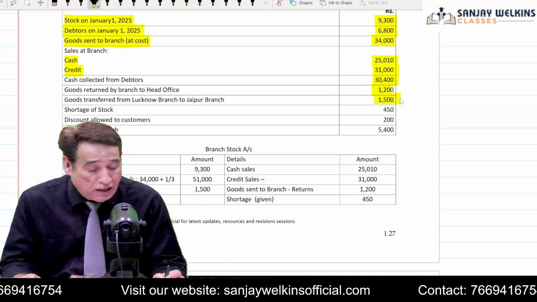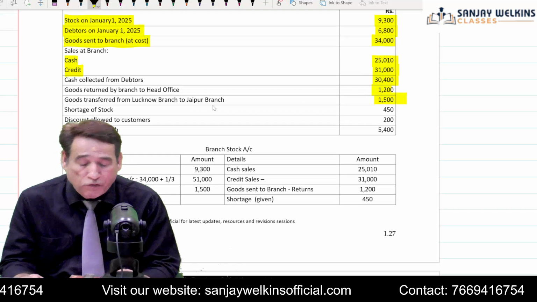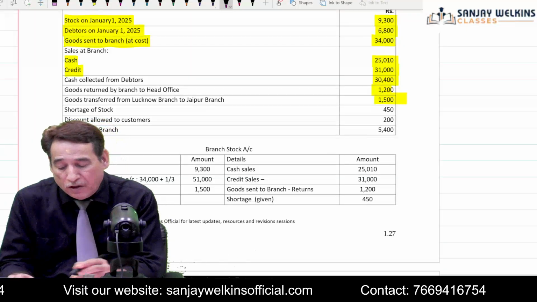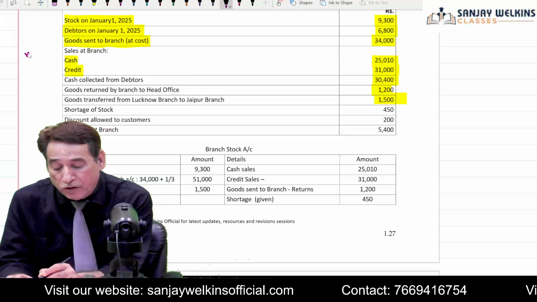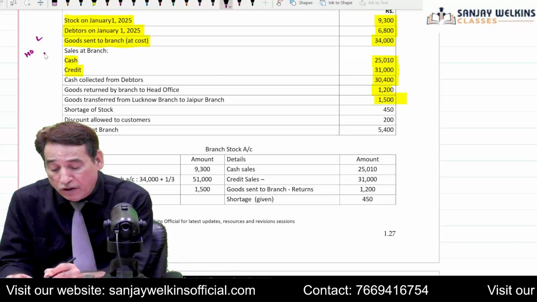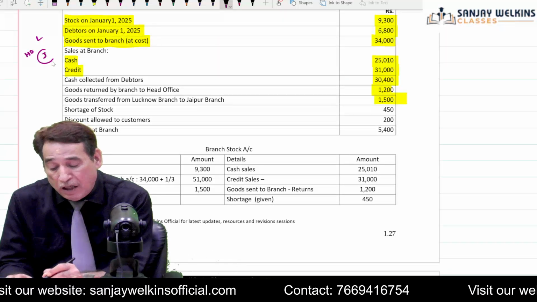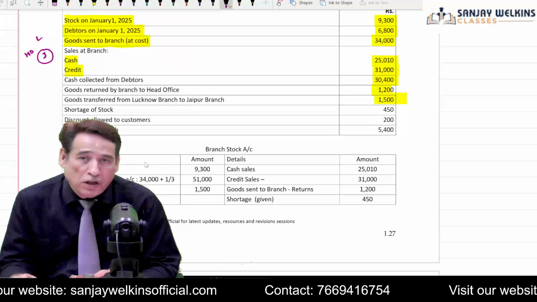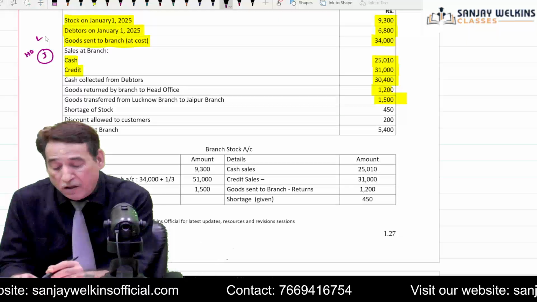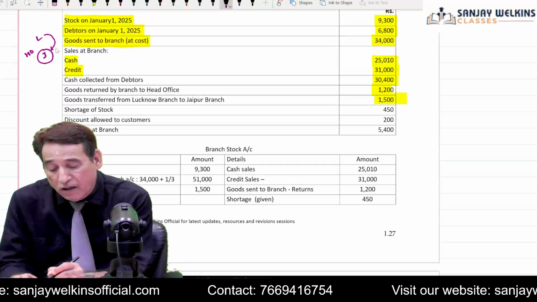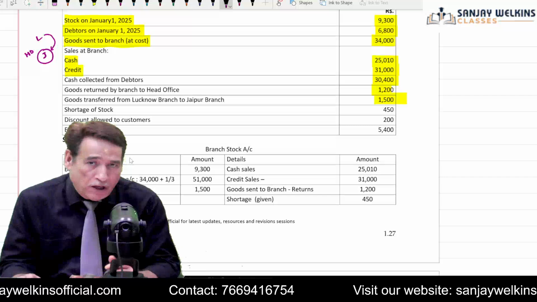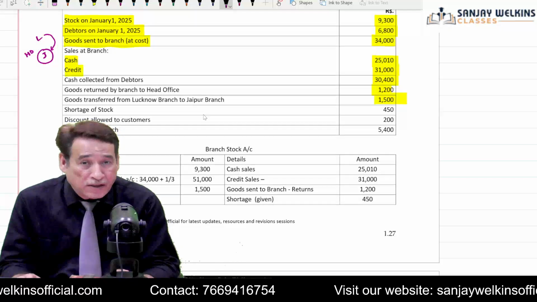Now this is the line which is important. Goods transferred from Lucknow branch to Jaipur branch. Remember one thing, this head office has two branches, as I told you a moment ago: one is Lucknow branch and another one is Jaipur branch. And we are doing the accounting for Jaipur branch. That means we are Jaipur branch. Here it is written that Lucknow branch has transferred some goods to Jaipur branch. That means your branch, Jaipur, is this time receiving the goods.